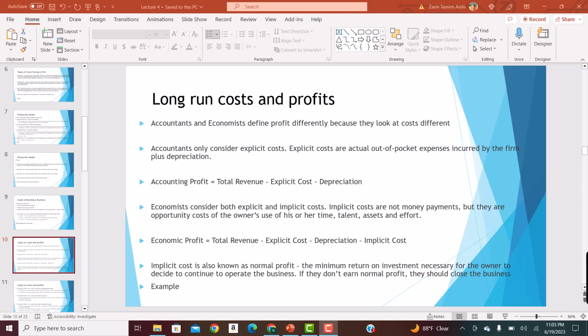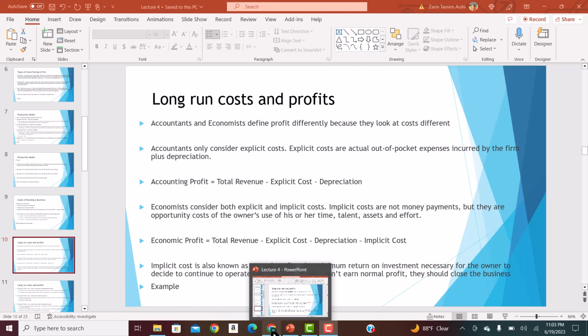Implicit costs are not money payments, but they're the opportunity cost of the owner's use of his or her time, talent, assets, and effort. If I'm trying to produce cell phones, that's the time I'm giving there. I could have used this time to invest in the stock market and earn some income. So that is my opportunity cost. The income that I could have gotten from the stock market is something I gave up because I'm producing cell phones. So economic profit is given by total revenue minus explicit cost minus depreciation minus implicit cost. Implicit cost is also known as your normal profit. Normal profit is when the value of economic profit is equal to zero.